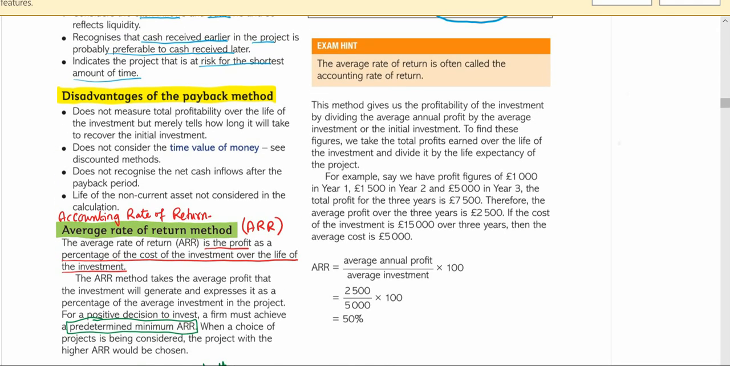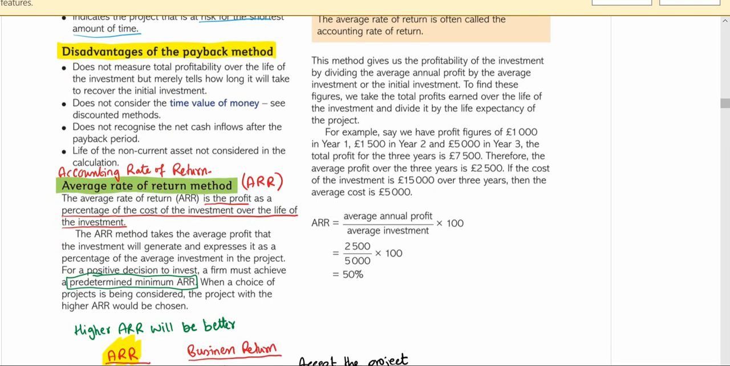Okay, now let's solve an example. This is the base example actually. So we have profit figures of 1000 in year 1, 1500 in year 2, 5000 in year 3, and total profit over 3 years is 7500. So this is the total profit. Therefore the average profit over the 3 years is 2500. So this is the average profit, 2500.